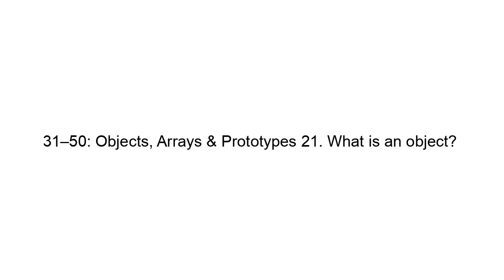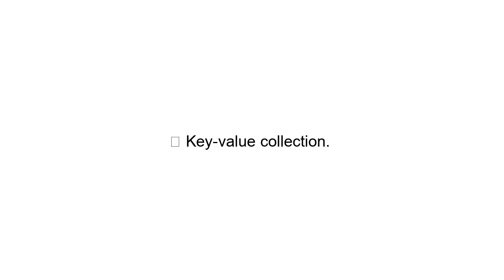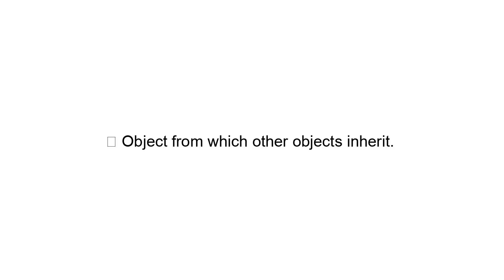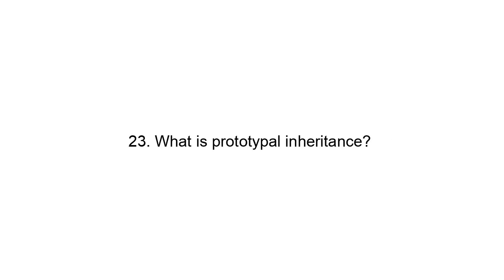31 to 50. Objects, arrays, and prototypes. 21. What is an object? Key value collection. 22. What is prototype? Object from which other objects inherit. 23. What is prototypal inheritance? Objects inherit from other objects. 24. How does inheritance work? Via prototype chain.